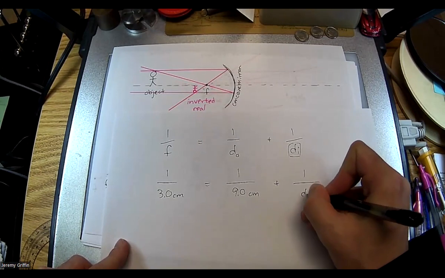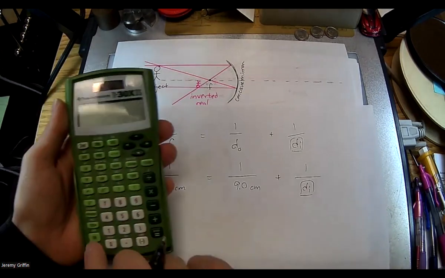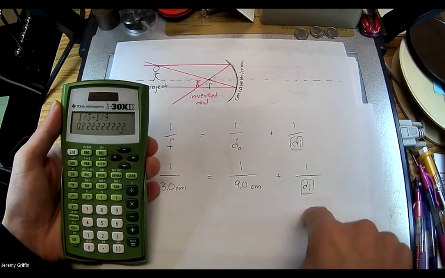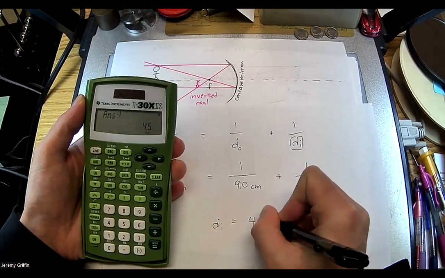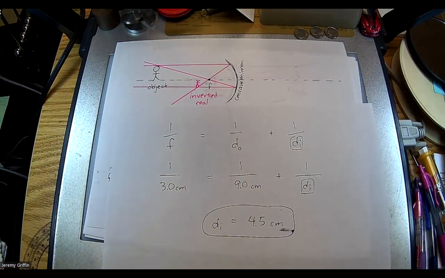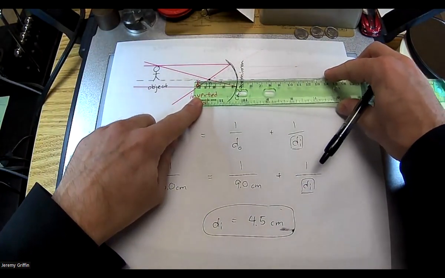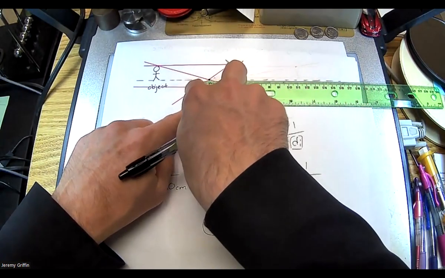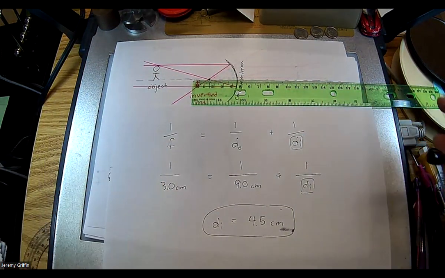Plus 1 over distance image. Where should the image show up? Then we'll go measure it and see if it's a match. So 1 over 3 minus 1 over 9, subtract that over, and then take the reciprocal. I'm getting distance image is positive 4.5 centimeters from the surface. Let's see how close it landed on my diagram. Go from the image to the surface. Oh, look at that, 4.4 centimeters. So my ray diagram is showing 4.4 centimeters, and the math says it should have been 4.5 centimeters. That's pretty well a match, isn't it?